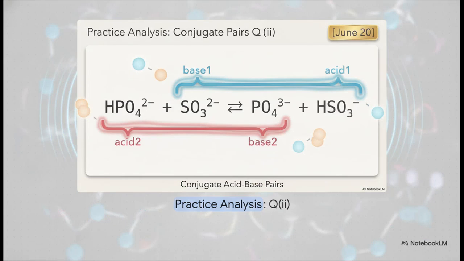This next reaction, straight from the June 20 paper, perfectly illustrates this point. HPO4 2- plus SO3 2- equilibrium PO4 3- plus HSO3-. Again, notice the pairs, acid 2, base 1, base 2, acid 1.